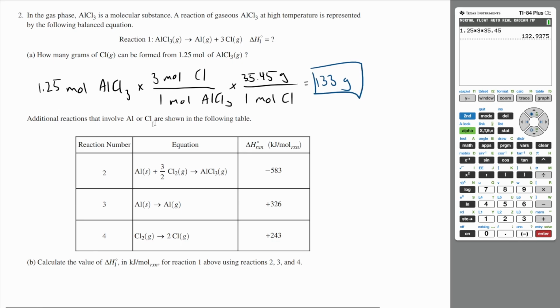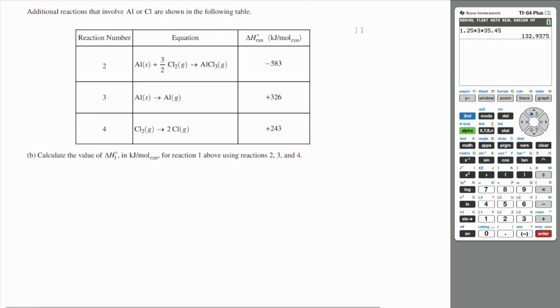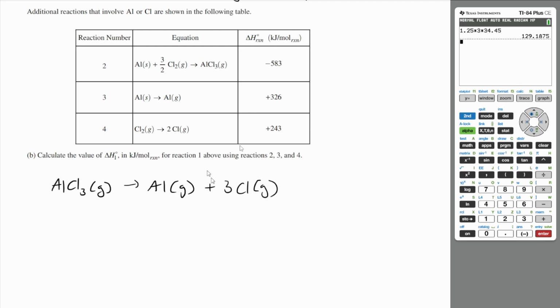Let's go down. Additional reactions that involve aluminum or chlorine are shown in the following table. Okay, we have 3 reactions. B, calculate the value of your change in enthalpy in kilojoules per mole for reaction 1 above using reactions 2, 3, and 4. So this question is testing your ability to use Hess's law. So we need to find a combination of these 3 reactions that result in our overall reaction above. And remember that reaction was aluminum chloride decomposing to form aluminum gas and 3 chlorine gas atoms. So we need to find a combination of these 3 reactions that produces this.